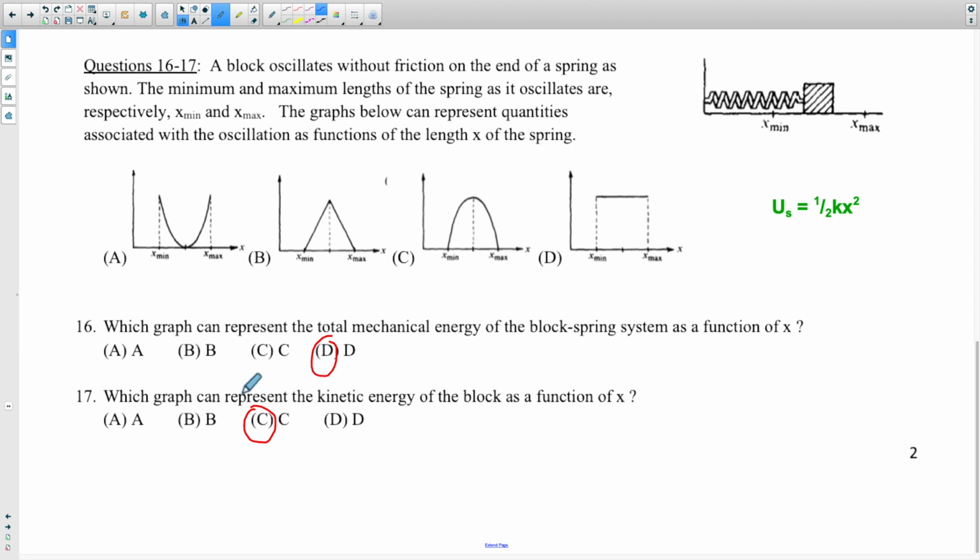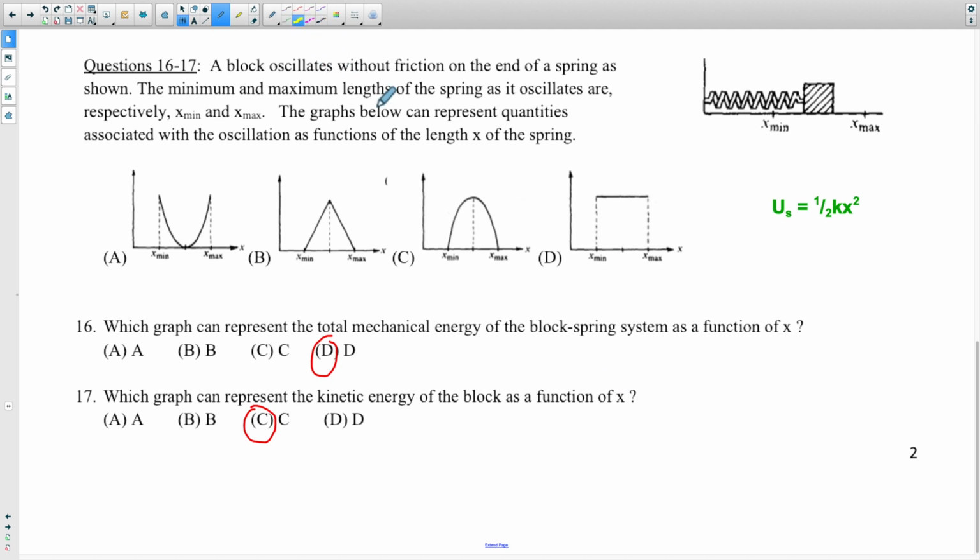Questions 16 and 17. A block oscillates without friction on the end of a spring as shown. The minimum and maximum lengths of the spring as it oscillates are x min and x max. The graphs below can represent quantities associated with oscillation as functions of the length x of the spring. Okay, so just like before, this is the equilibrium position. If I push in here, it's going to bounce out and bounce and bounce so far. So it's just going to continually go back and forth. Which graph can represent the total mechanical energy of the block spring system?